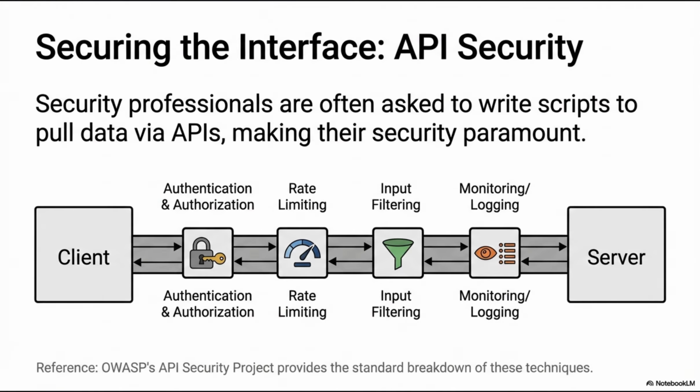Now, with API security, you're going to want to secure your interface, and security professionals are often asked to write scripts to pull data via APIs, which is why API security is paramount and so prudent. So how can you implement API security? You can do this through authentication, authorization, rate limiting, input filtering, and monitoring and logging. And OAuth's API security provides a standard breakdown of these techniques.